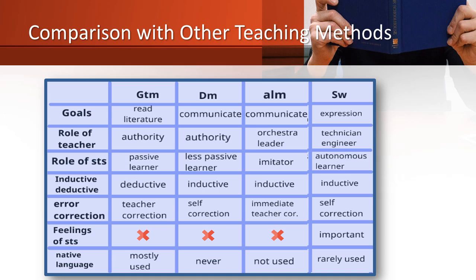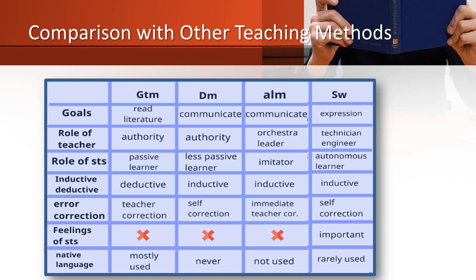If we compare this way to others, this table can help. For example, in the grammar translation method we need to achieve the goal to read literature. Then in the direct method, communication is emphasized. Then in the next, the audio lingual method, communication is emphasized, but in the silent way, expressions are very important.